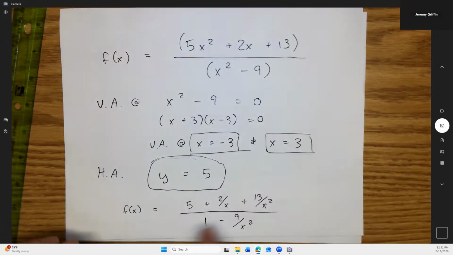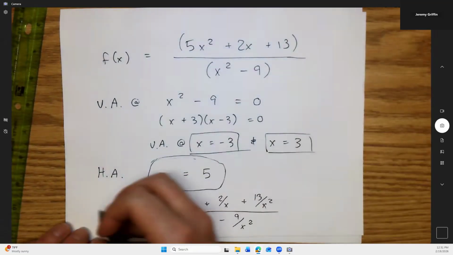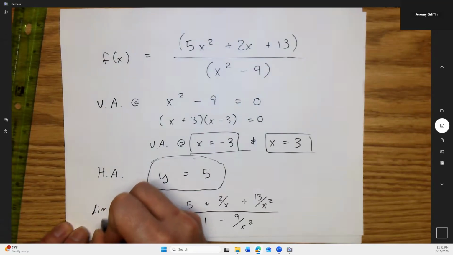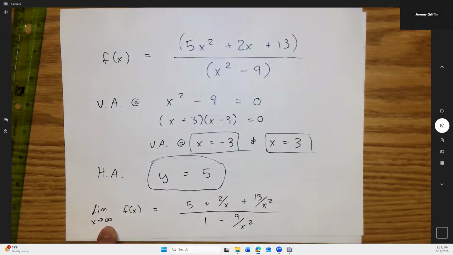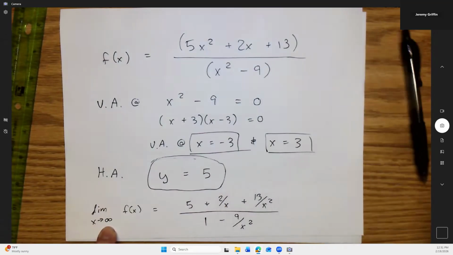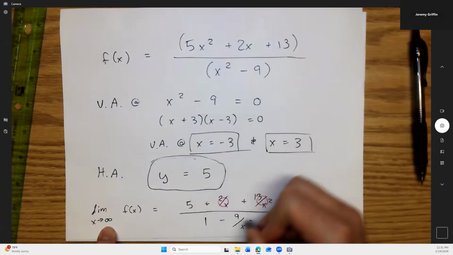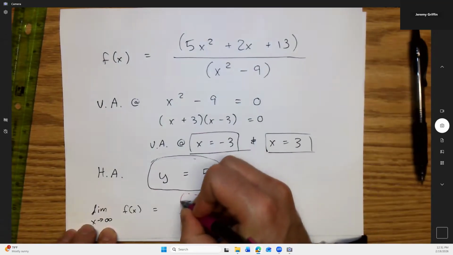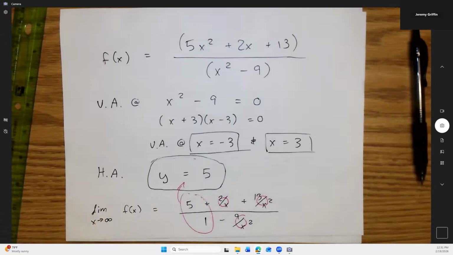Okay, so this and this are the same thing. But I'm going to introduce a limit. Limit as x approaches infinity. You can also do negative infinity. But if I do that, what's 2 over infinity? Like if I buy 2 lottery tickets, what's my chance of winning? Well, approximately 0. So 0, 0, 0. What am I left with? 5 over 1, which is this. All right, there's a little mathematical proof.